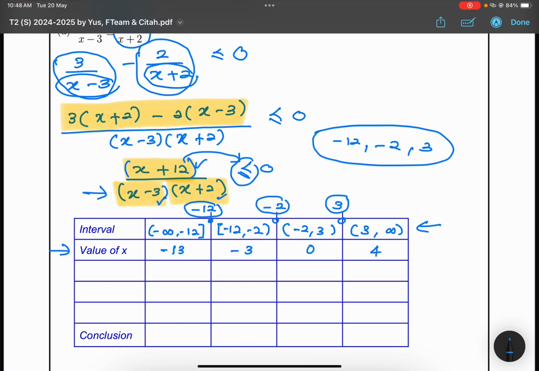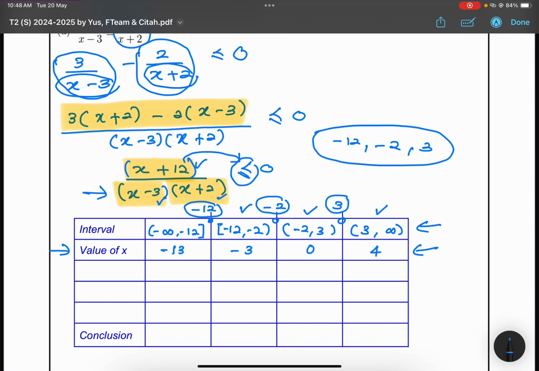Okay, the most important thing on this row is please choose an x value that fits its interval. You have to make sure: is 0 between negative 2 and 3? If yes, then you can use 0.